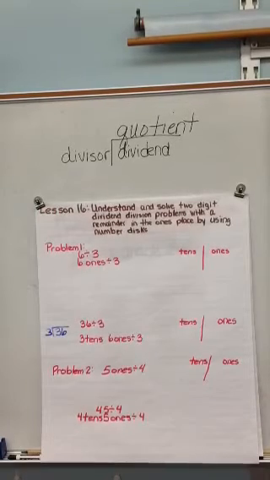Boys and girls, today we're going to complete lesson 16, and the objective, or what you're supposed to learn, is to understand and solve two-digit dividend division problems with a remainder in the ones place by using number disks.